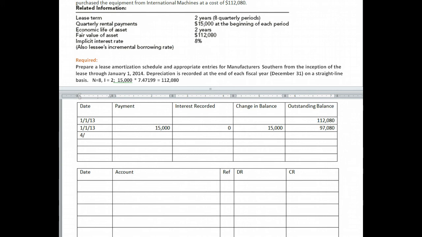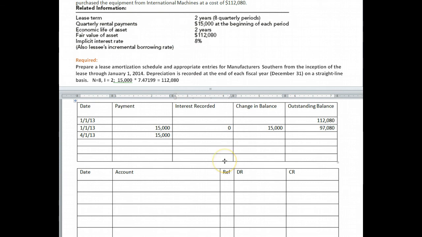Now, when's our next payment? Well, these are quarterly payments, so the next payment is going to be on April 1st of 2013. And again, that payment is going to be for $15,000. Now, how much of that's going to be interest? Well, to figure interest, you're going to take the carry value. So you're going to take the 97,080 and you're going to multiply it by the 2% because that's a quarterly interest rate. 8% per year means 2% per quarter.